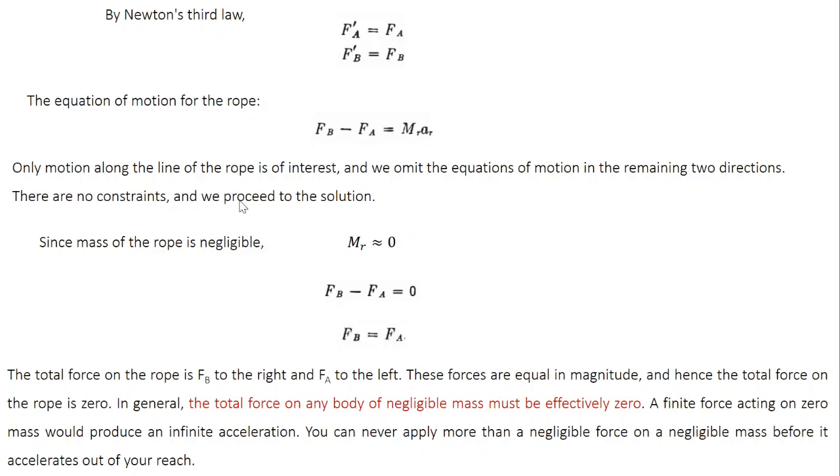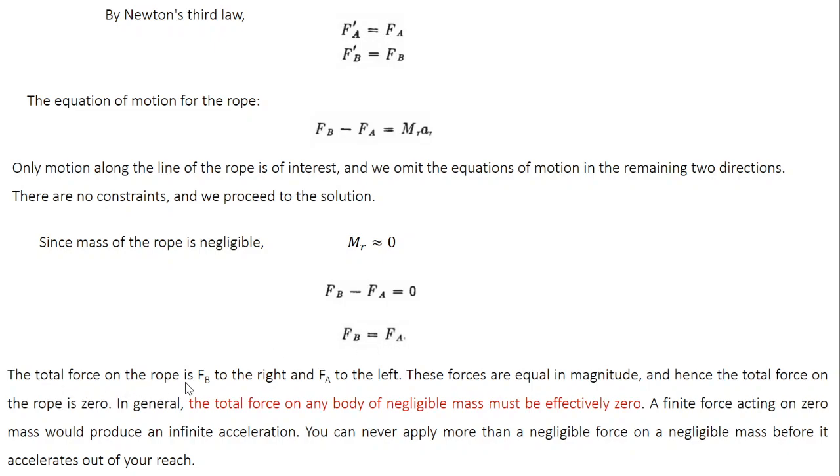On the other hand, if you consider motion in the vertical direction, then I can write a constraint equation. Acceleration in the vertical direction is 0. But since we are not considering those directions, we don't have to write any constraint equation. As I said earlier, the mass of the rope is negligible, so you can equate Mr to 0. So your equation of motion gets simplified as Fb minus Fa equal to 0 or Fb equal to Fa.